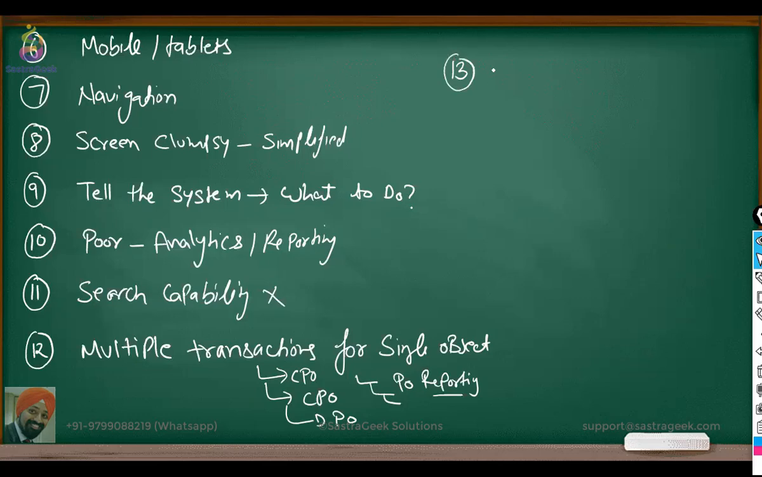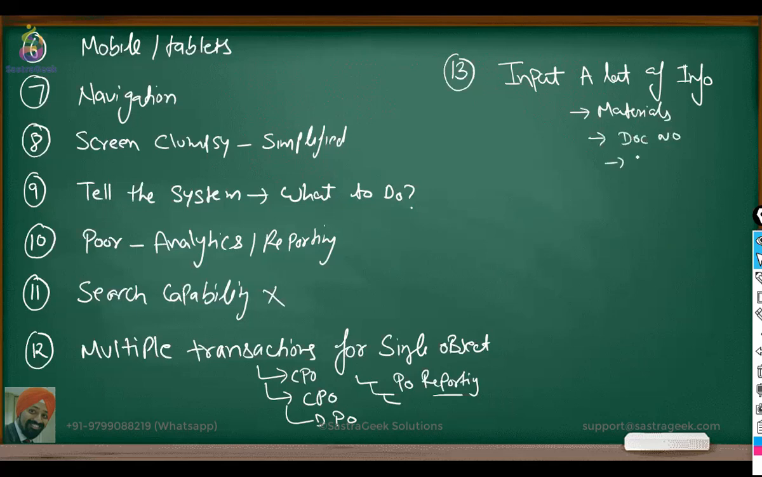Another problem is that when you go from one transaction to another transaction, you need to input a lot of information. In multiple places you need to put your materials, even if you want to generate some reports. In many places you need to put your document numbers, your plant, company code. When switching from one transaction to another, sometimes you need to copy that information, go to the next transaction, paste it there, and then execute it. That is a problem of the interface's navigation.